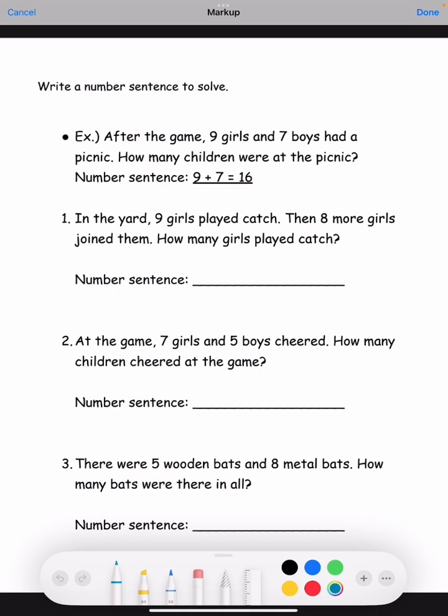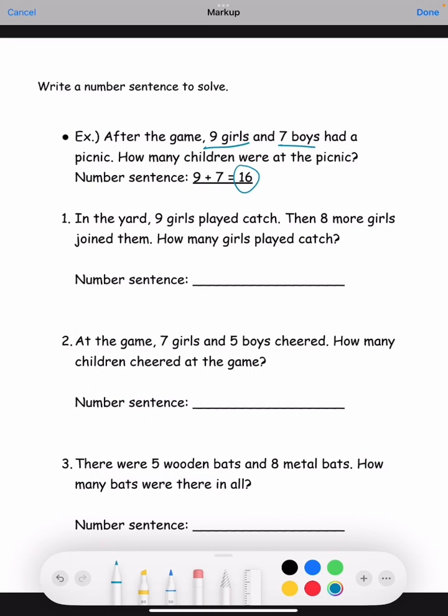Alright, we have some word problems, but don't worry because they aren't as hard and overwhelming as they might seem. Example, after the game, 9 girls and 7 boys had a picnic. How many children were at the picnic? There's 9 girls, there's 7 boys. 9 plus 7 equals 16, so there were 16 children in total.